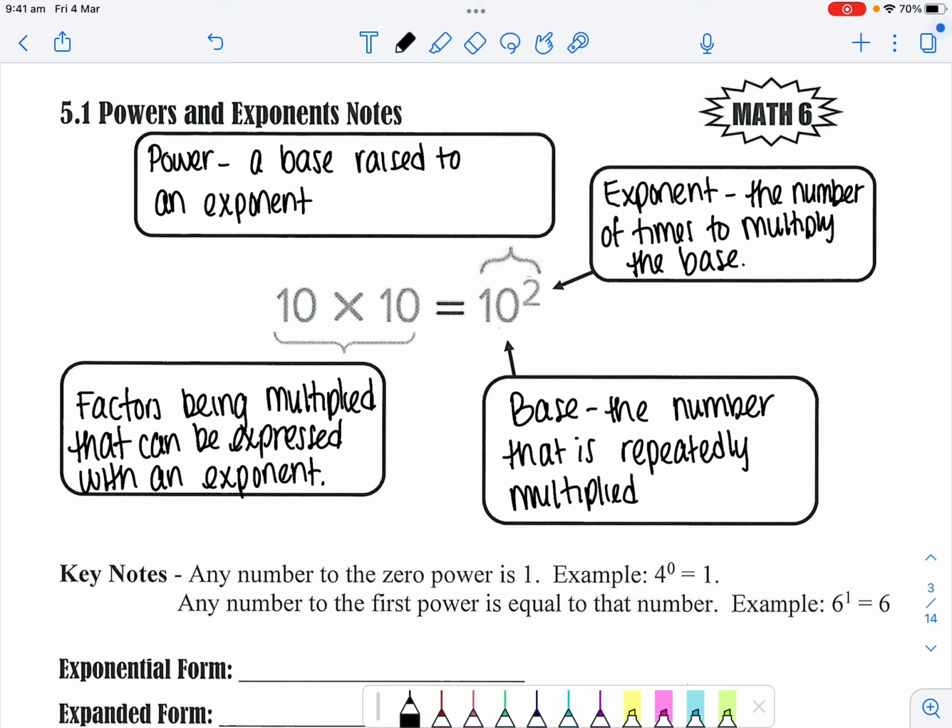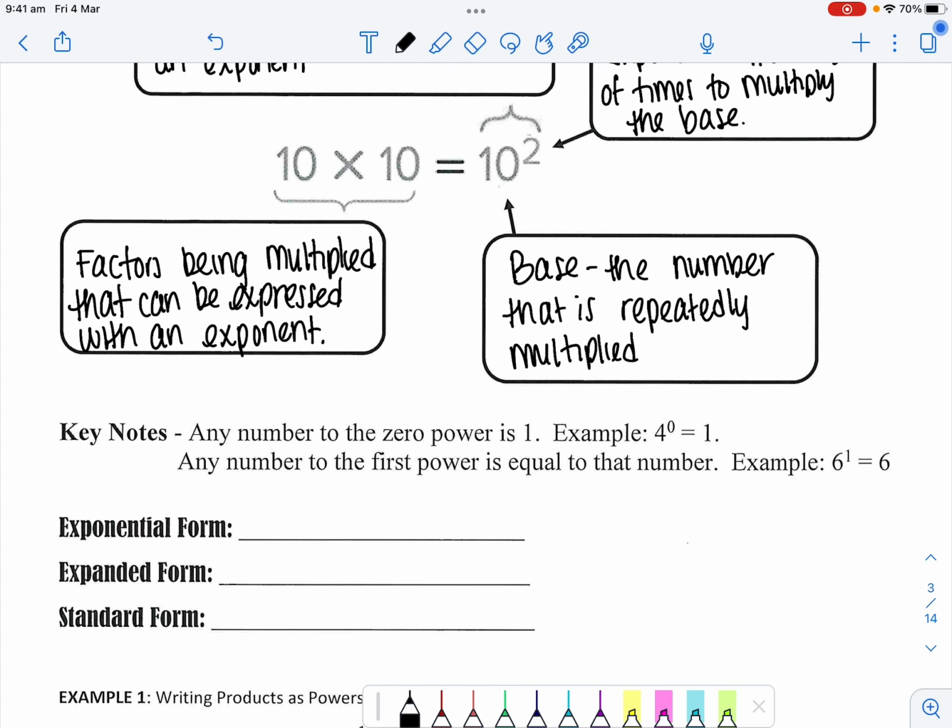A couple of key notes. Any number to the 0 power is going to be 1. So my example is that 4 to the 0 power is 1, and then any number to the first power is equal to itself. So 6 to the first power is equal to 6, so we don't normally write that number with an exponent, but it is possible to write it with an exponent.